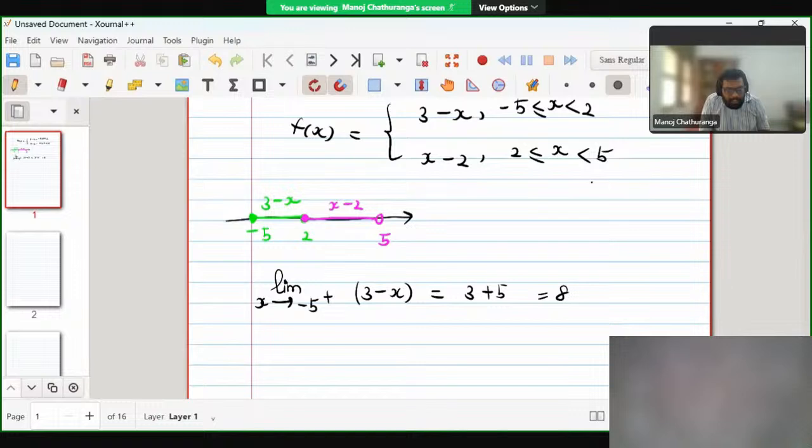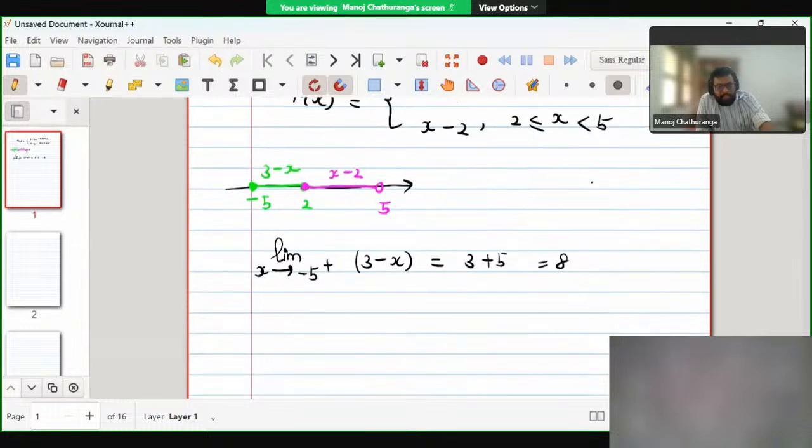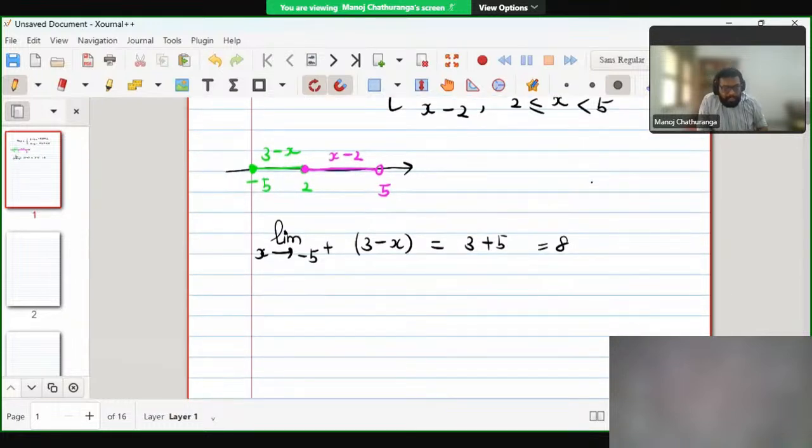Now let's look at 2. 2 is a very suspicious point because on the left-hand side we have a different definition, and on the right-hand side we have a completely different way of defining it. So there is a very good chance that these two numbers are different. Let's compute what happened at 2.